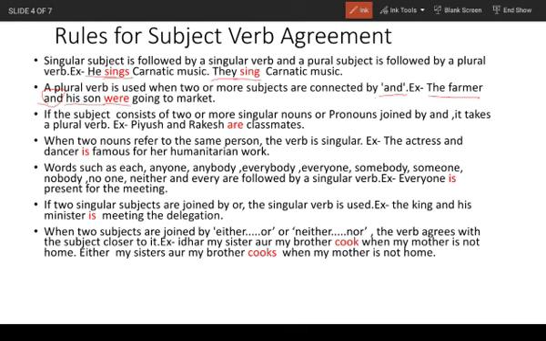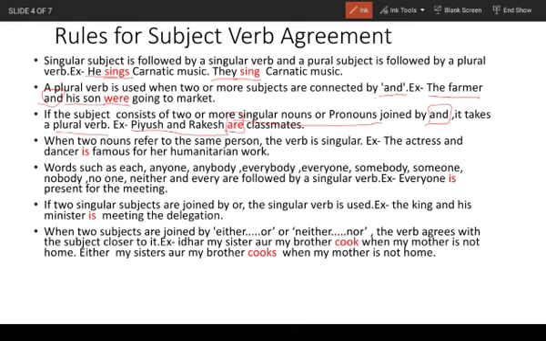If the subject consists of two or more singular nouns or pronouns joined by and, it takes a plural verb. So when two singular subjects are joined by and, at that time it takes a plural verb. Like Piyush and Rakesh are. So are is a plural verb, and here both singular subjects are joined by and.